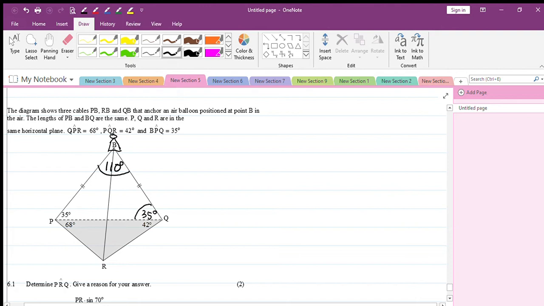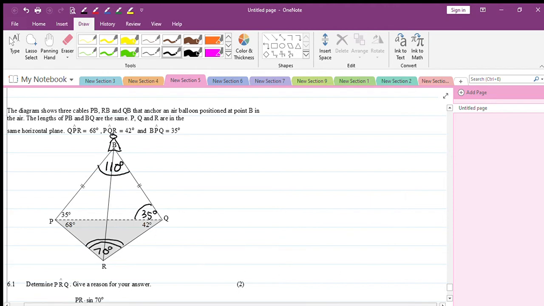Okay, all other angles are indicated here, 68, 42, and 35. They all are indicated on the diagram. Okay, what else can you add on this diagram? We can also add that angle R on the horizontal plane. Angle R on the horizontal plane is also 70 degrees. Why? Because it's 180 minus 68 minus 42, and that should give us 70 degrees.